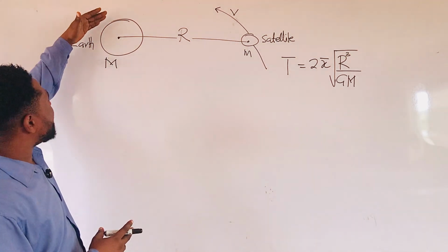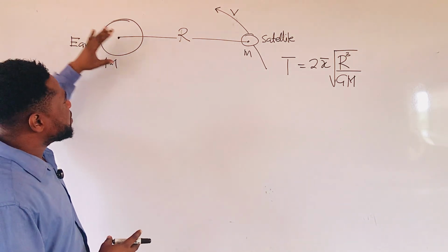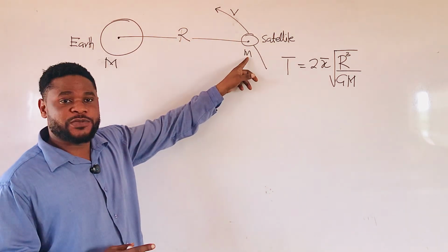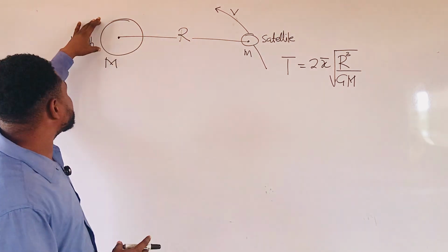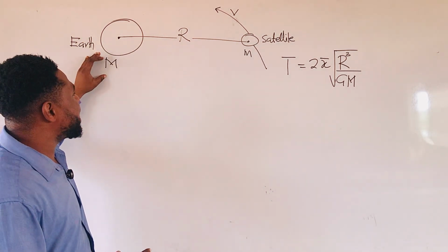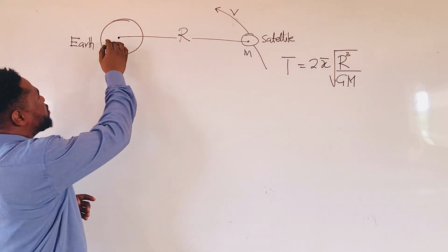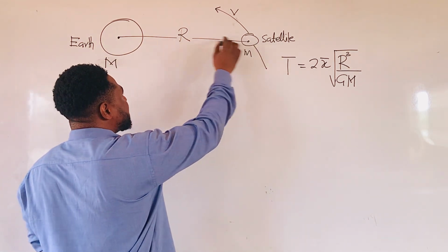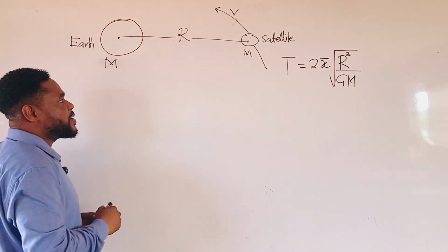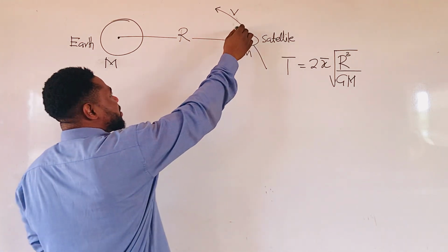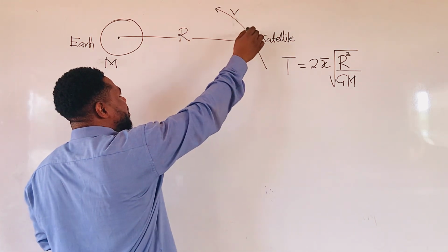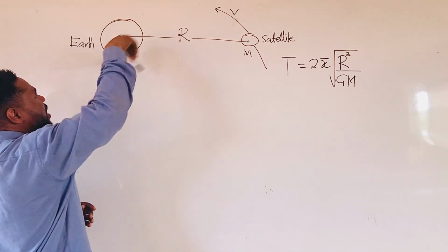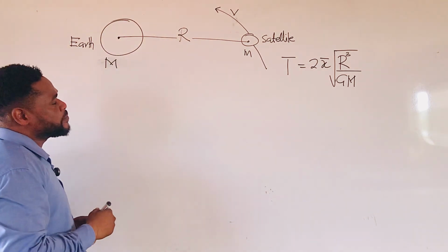Now let's consider this as our earth, this as our satellite with mass small m, and the mass of the earth is big M, and the distance between the center of the earth and that of the satellite is represented by big R, with the velocity v or the speed v of the satellite revolving around the earth.